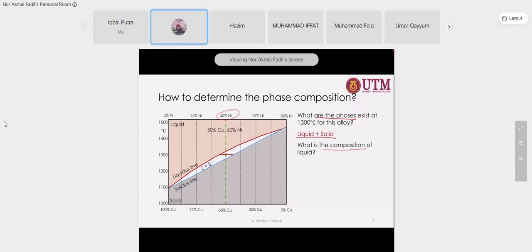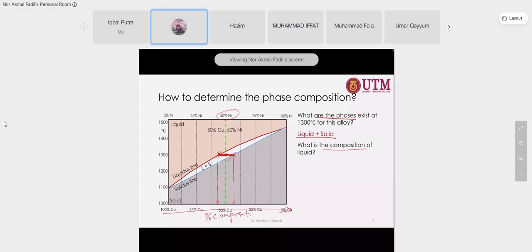This is how you can determine the composition. At this point, you take a horizontal line crossing the green and blue lines. You construct this line, you call it the lever rule, until it intercepts. From the intercepts, you can read the composition. Remember, the x-axis of this phase diagram is composition.